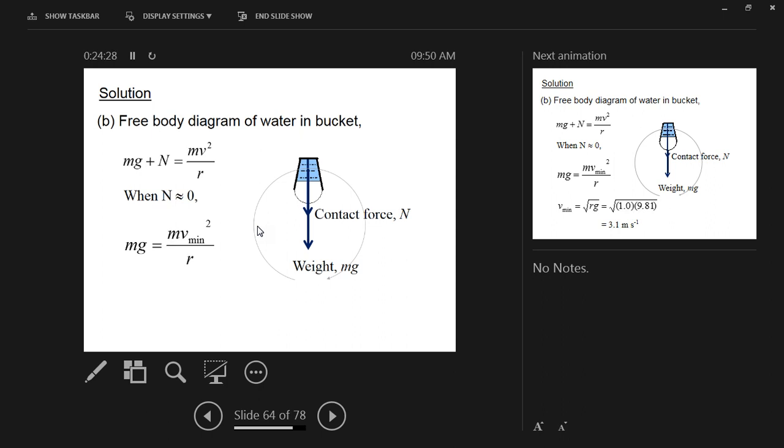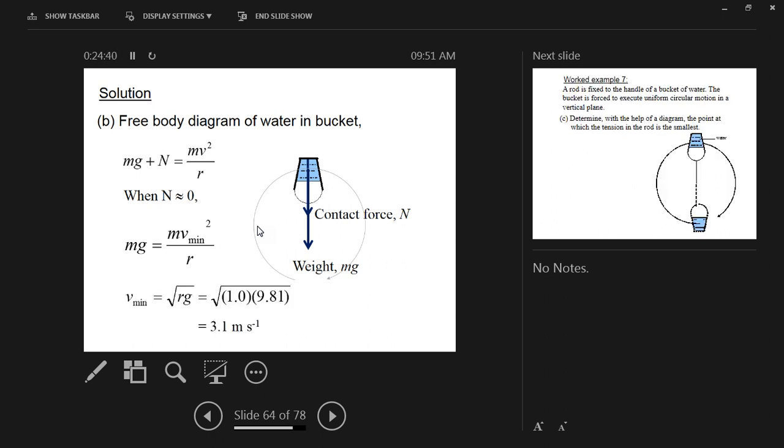So in this case, if we want the minimum speed, it will be when N is just 0. When N is just 0, your centripetal force will be equal to the weight of the water. And when this happens, v will be equal to root g r. So as you can see here, it's actually independent of the mass. It's dependent on the radius and the gravity. Yeah, the mass cancels off. So from here we can see that the minimum speed for you to do something successfully like what I did just now is 3.1 meters per second.